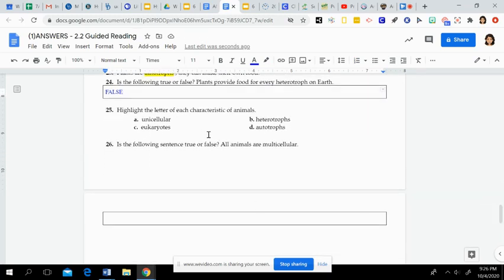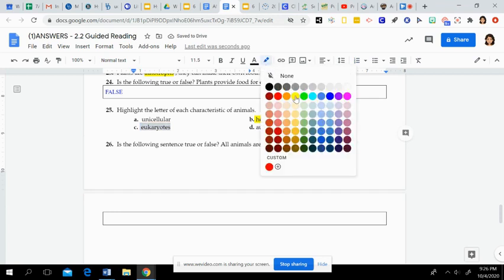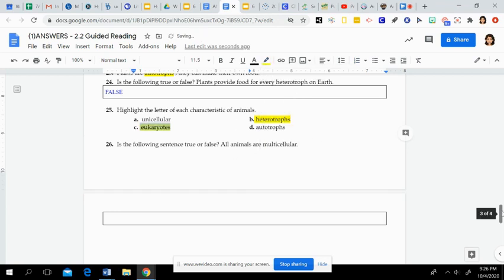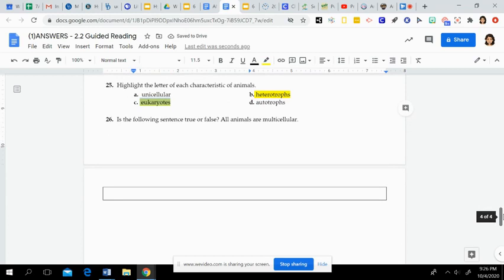Question 25 then is to highlight the letter of each characteristic of animals. So animals are heterotrophs. They have to eat other organisms to obtain energy. And then they're also eukaryotes. So they have cells with a nucleus. Then our last question is a true or false statement. All animals are multicellular. This is true.